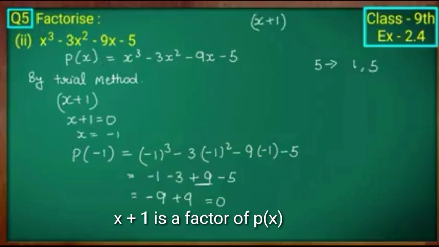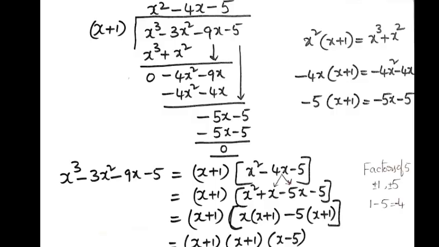First, we have to find one linear factor. For this, by trial method, we will take x value minus 1. Then p of minus 1 equal to minus 1 whole cube minus 3 into minus 1 whole square minus 9 into minus 1 minus 5. By simplifying this, p of minus 1 equal to 0. If p of minus 1 equal to 0, according to factor theorem, x plus 1 is a factor of the given polynomial. So, we got one linear factor x plus 1.